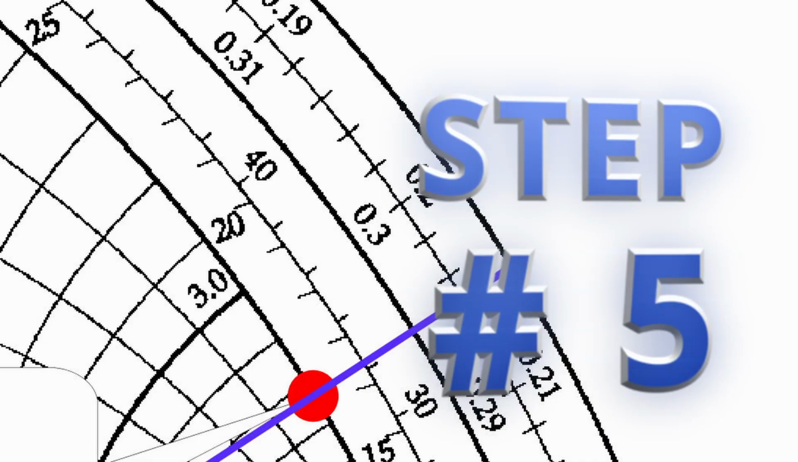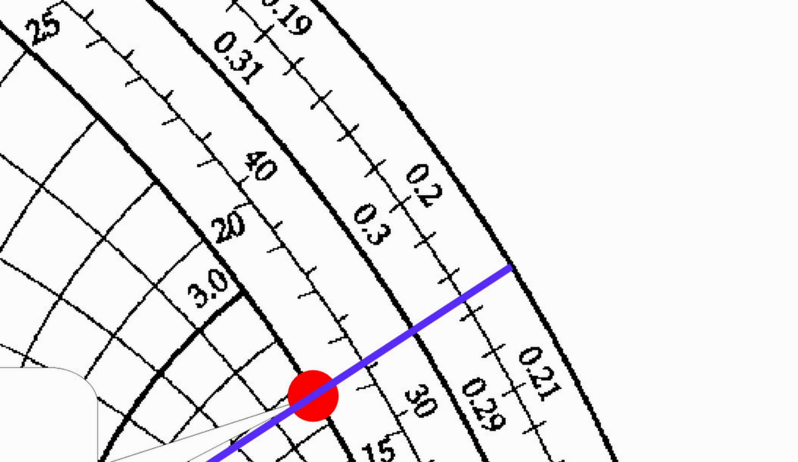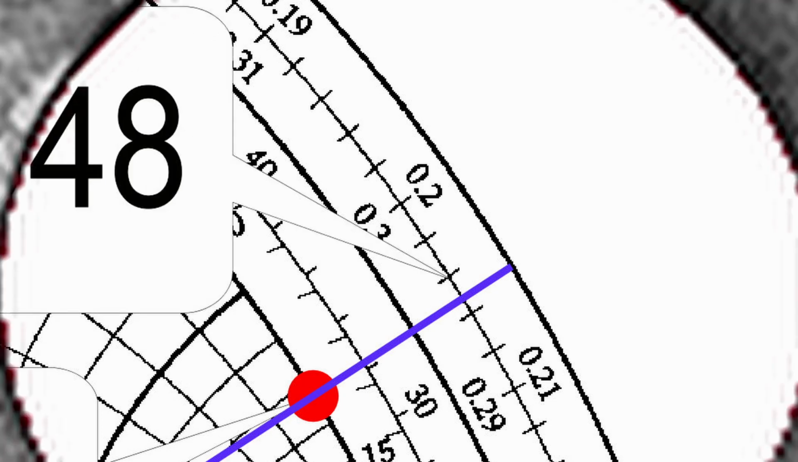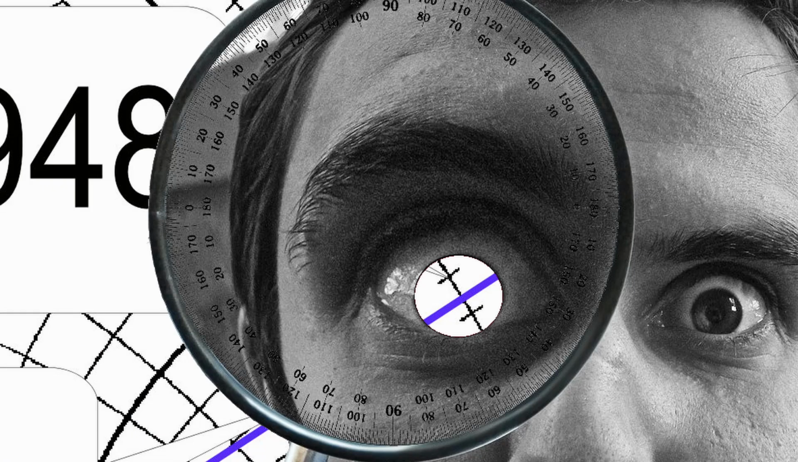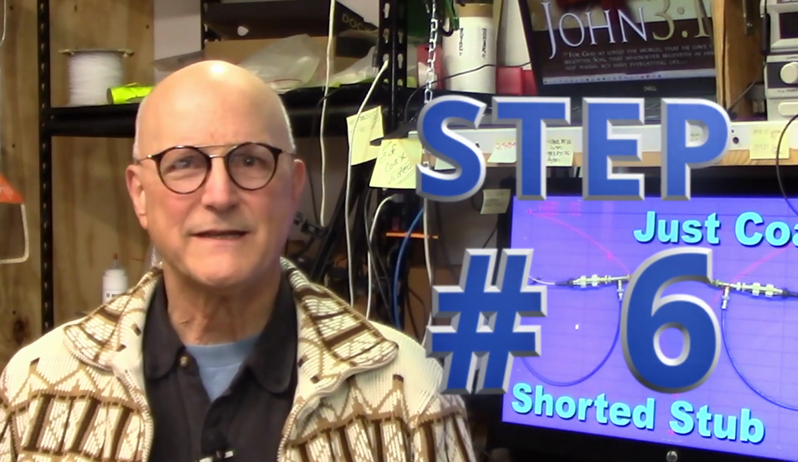Step 5. Our next step is to read the required electrical length off of the inner scale of the outer edge of the Smith chart where the line we just drew crosses it. According to my calibrated eyeball, I get 0.2948 wavelengths. Step 6. Now we get to calculate the physical length of the coaxial stub. This length will include the coax itself, any connectors or adapters which make up the entire stub assembly. This is a simple formula and one that we've seen many times before.